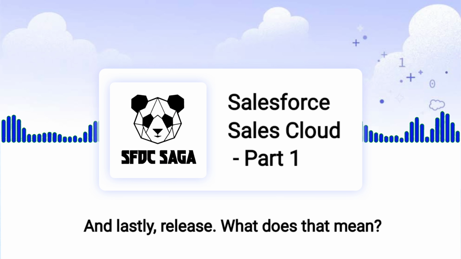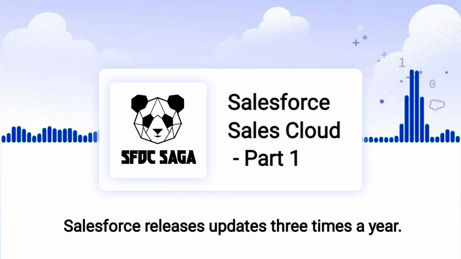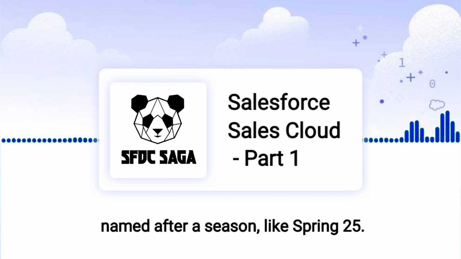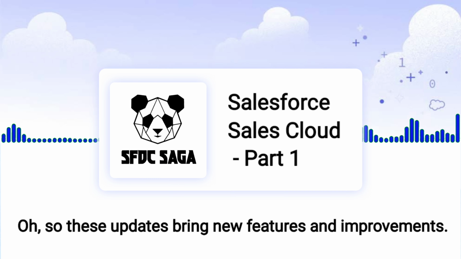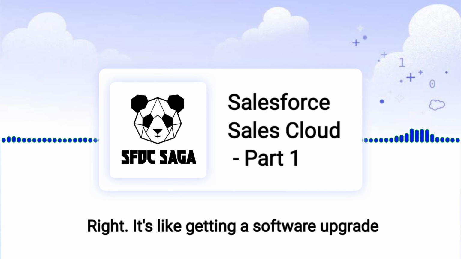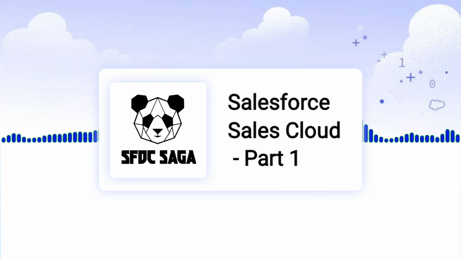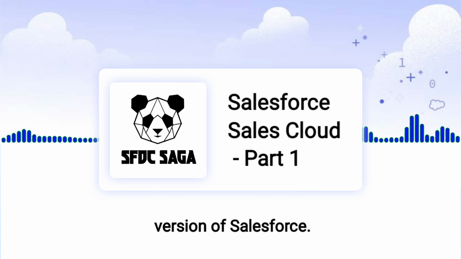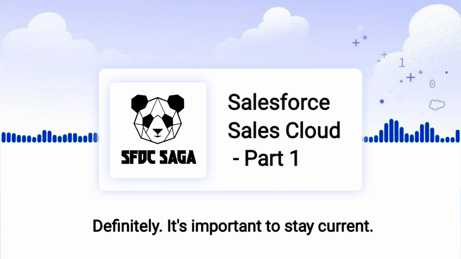And lastly, release. What does that mean? Salesforce releases updates 3 times a year. Each release is named after a season, like Spring 25. Oh, so these updates bring new features and improvements. Right. It's like getting a software upgrade every few months. So we need to stay on top of those releases to make sure we're using the latest and greatest version of Salesforce. Definitely. It's important to stay current.